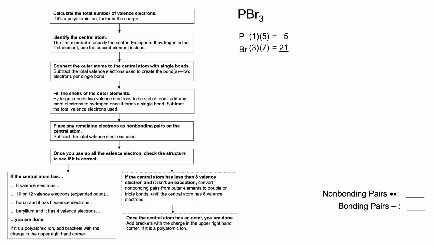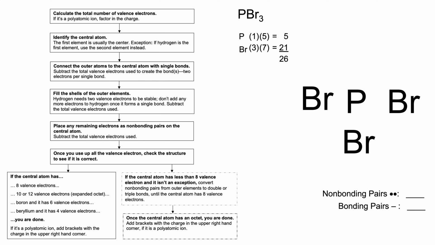I'm multiplying across and adding to get a total of 26. I place phosphorus in the center. I place the 3 bromines around it. I'm connecting each bromine to phosphorus using a single bond. That uses up 6 valence electrons total, leaving me with 20 at this point.